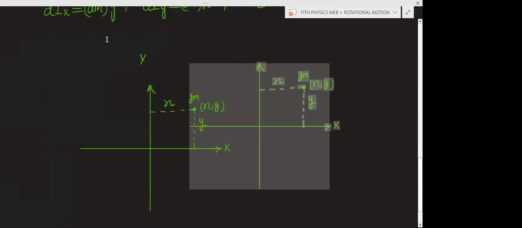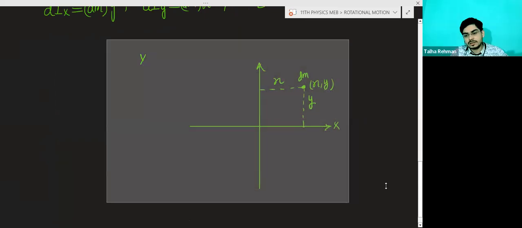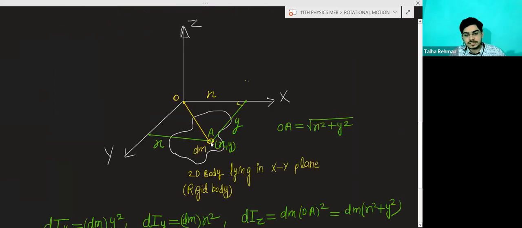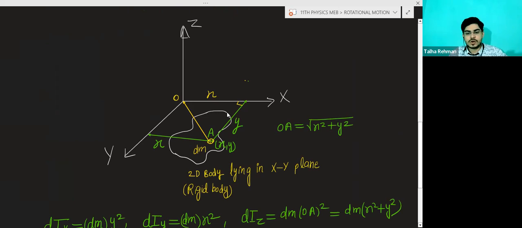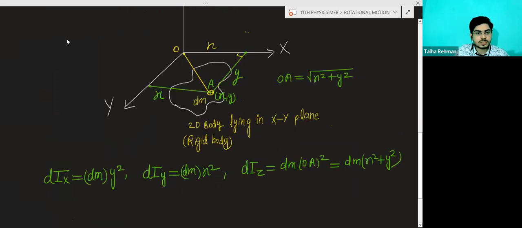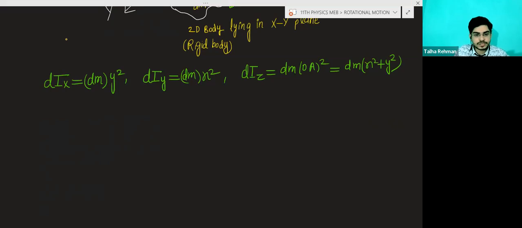All these distances are perpendicular distances. This also is a perpendicular distance, because the moment of inertia for a discrete mass is mass into the perpendicular distance from the axis about which you want to find the moment of inertia. So we now have the moment of inertia about the z-axis equal to dm x square plus dm y square.